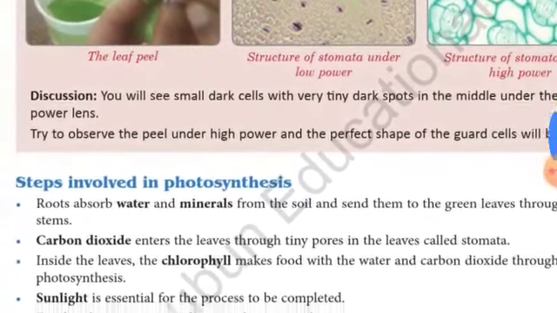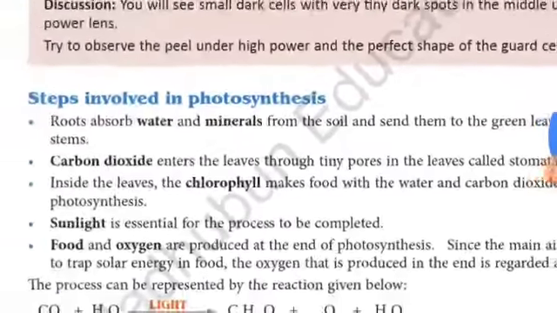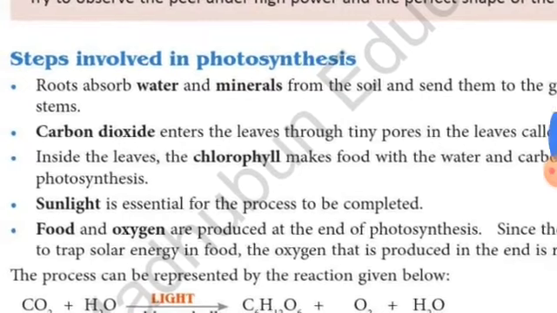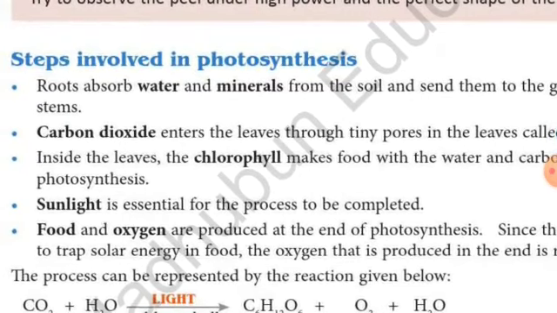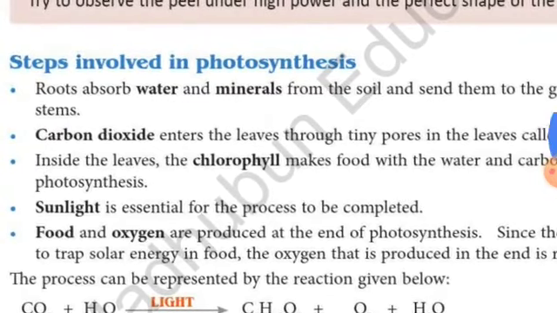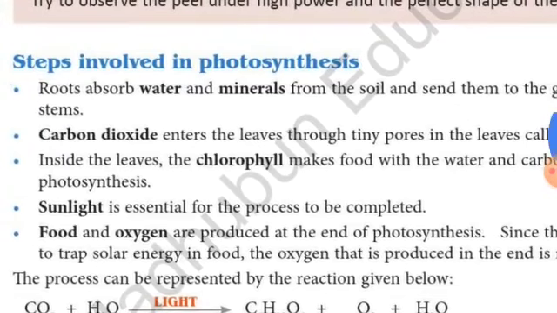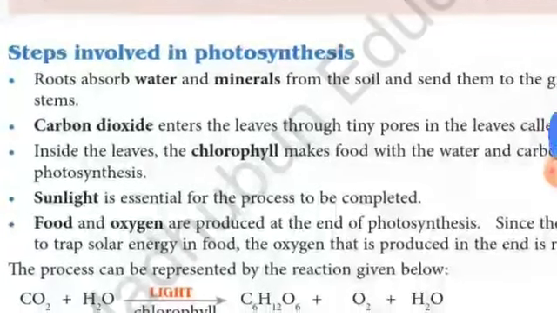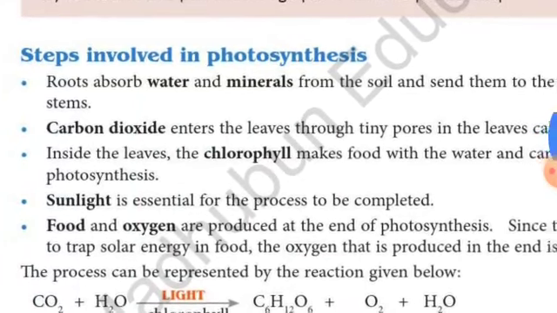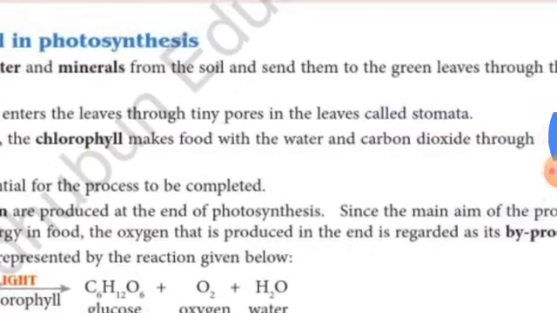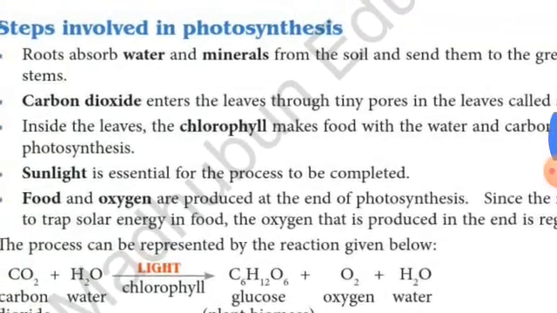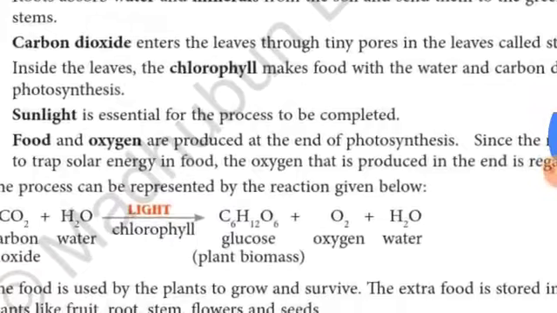Now come to the topic steps involved in photosynthesis. As you know, photosynthesis is a process in which water and carbon dioxide are the raw materials. So, water and carbon dioxide, along with sunlight, prepare the food, that is glucose. So, what are the steps? Number one, roots absorb water and minerals from the soil and send them to the green leaves through the stems. Number two, carbon dioxide enters the leaf through tiny pores in the leaves called stomata.